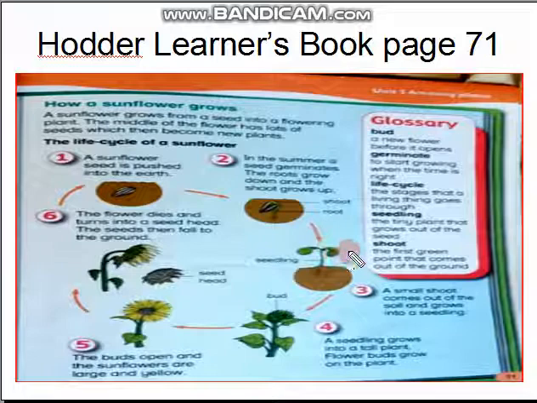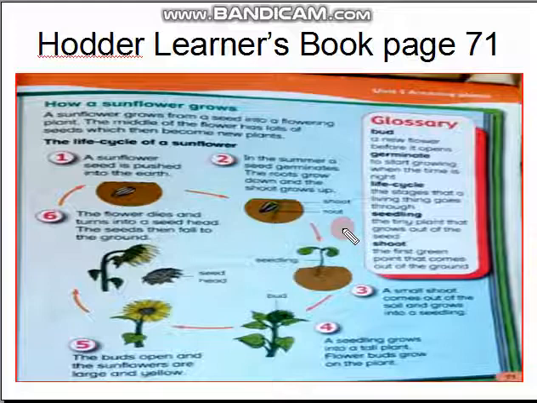This page is an example of an explanation text. So our title or our heading is How a Sunflower Grows. Look at the glossary. Glossary are words with their meanings. So you take a look at this. We have our title here, or we call it heading. Then what do we call this part? We will learn it later. Then this one, we have these photos.